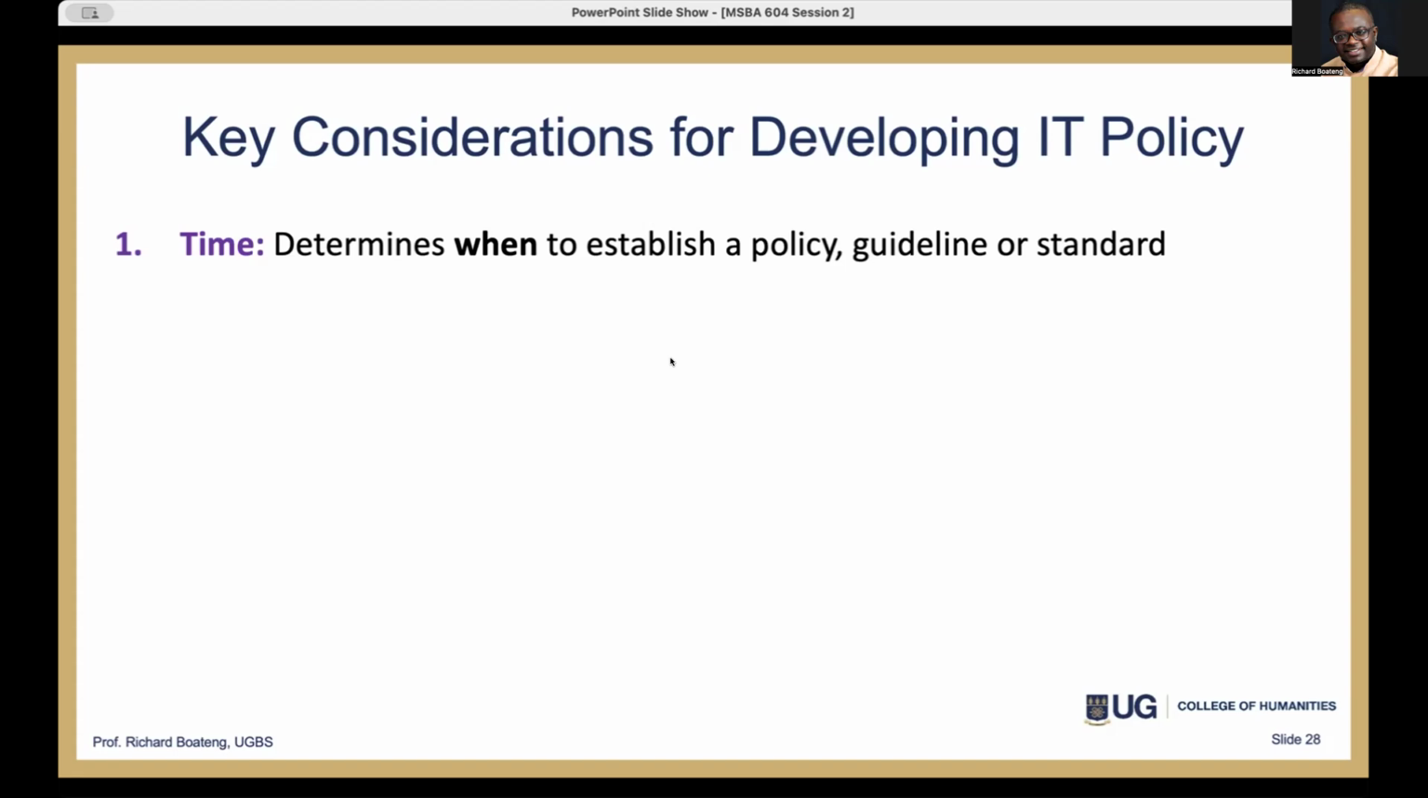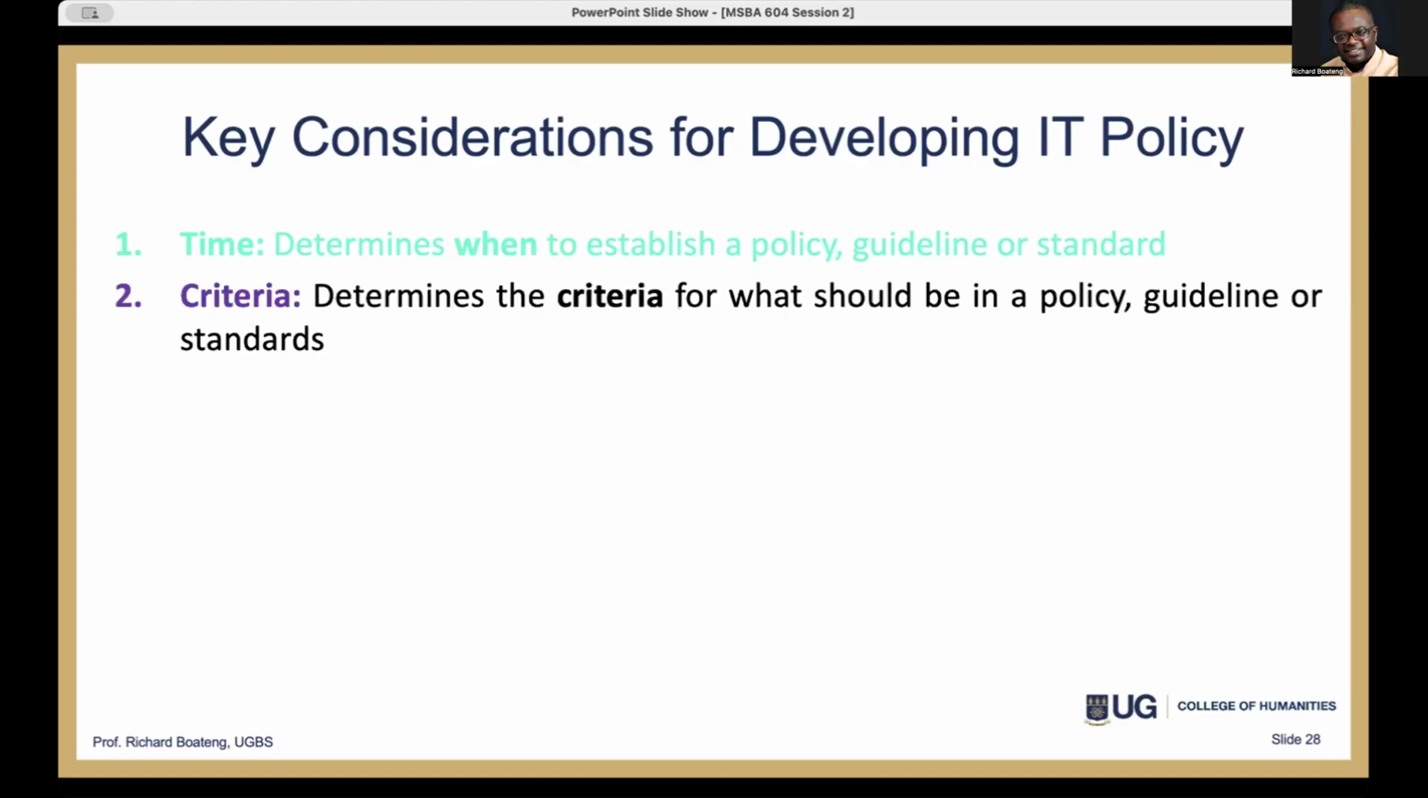Let me continue. When do you establish a policy, a guideline, or a standard? What criteria should be used? Ours came up because the time was not defined by us, it was defined by the sponsor, being the VC. The vice chancellor wanted it, and it needed to be done. But sometimes, if the university is not ready, you may want to do a standard or a guideline. But if the university is ready and resources are ready, you can go straight for a policy.